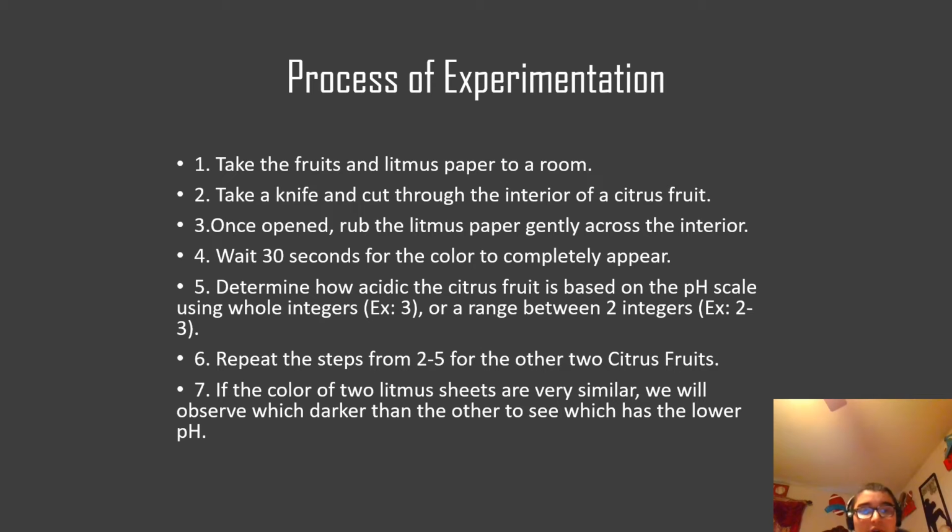And then, since we're doing all three, we're going to have to do the process 3 times. And if the colors of 2 litmus sheets are very similar, we will observe very carefully which one is darker than the other, which will help us determine which has a lower pH.